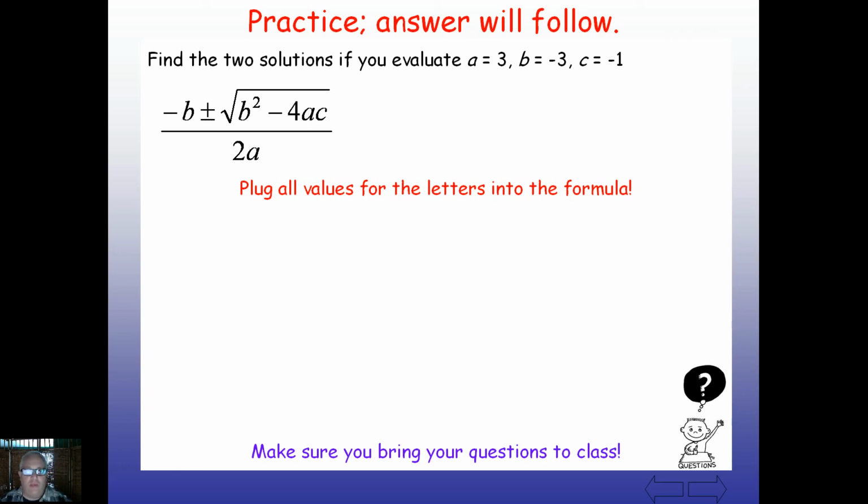Okay, did you plug those in? Now when you plug these in, for the value of b we have negative 3 here. So what does this symbol out in front mean? This means the opposite of whatever b is. So if b is already negative, what's the opposite of any negative number? Well, it's the positive value of that number.